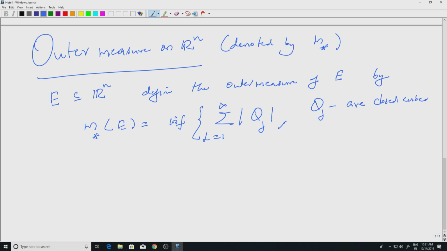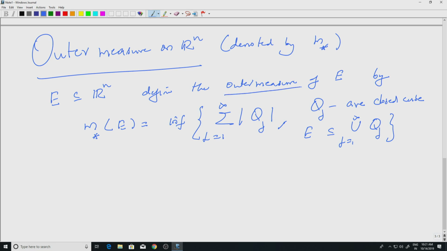Recall that a closed cube is a closed rectangle whose sides are equal, and mod qj is the volume, the product of the lengths of the sides. It is not just arbitrary cubes, they should cover E. So E will be contained in the union qj, j equal to 1 to infinity.